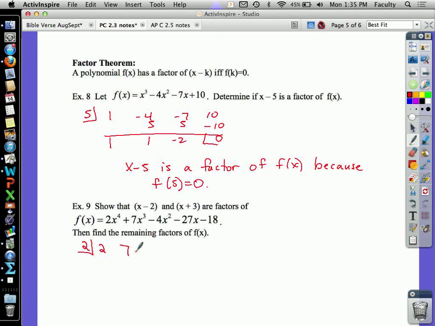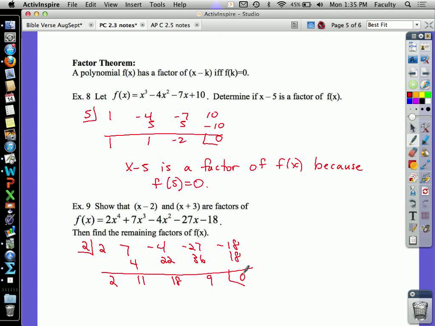So if I want to find the remaining factors, what I'm going to do is synthetic division twice and take this down from an x to the fourth. I'm going to do it once and get an x cubed. Then I'm going to take the x cubed and do a -3 and get it down to an x squared, and then we know how to factor x squareds, okay? So here we go. Bring down the 2. 2 times 2 is 4.